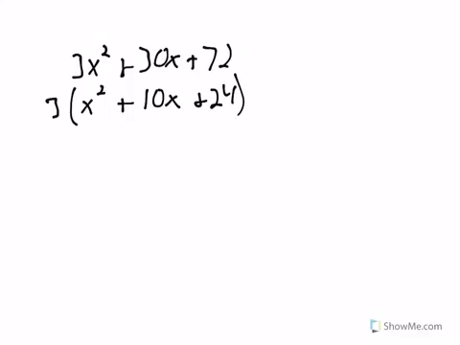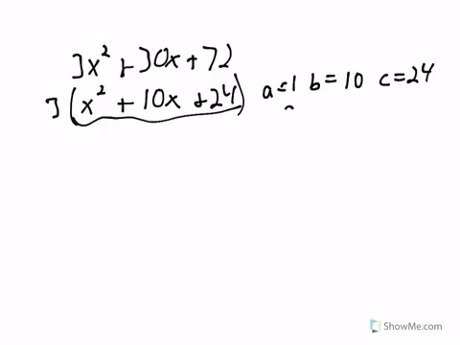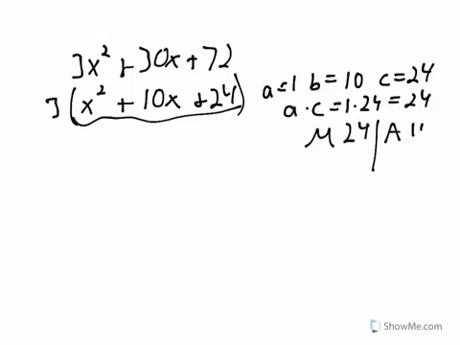So now we have three terms. So we're going to use A times C. So list our numbers. The 3 that we factored out, we forget about that for now. So we're only factoring what's on the inside, not including the 3. So our A is 1, B is 10, and C is 24. So A times C would get us 24. We're coming up with two numbers that multiply to 24 and add up to 10. So 6 and 4 come to mind.